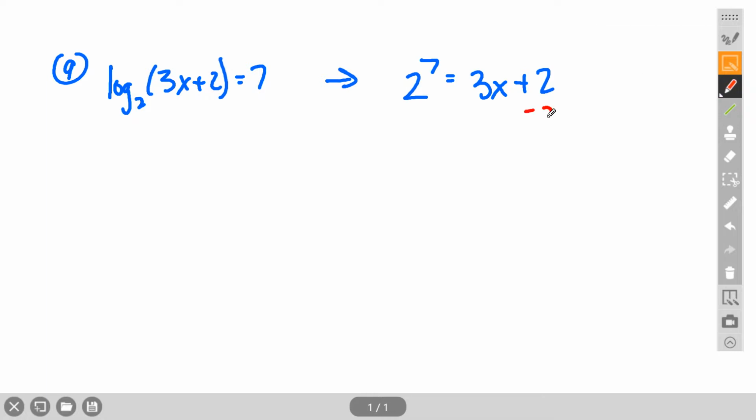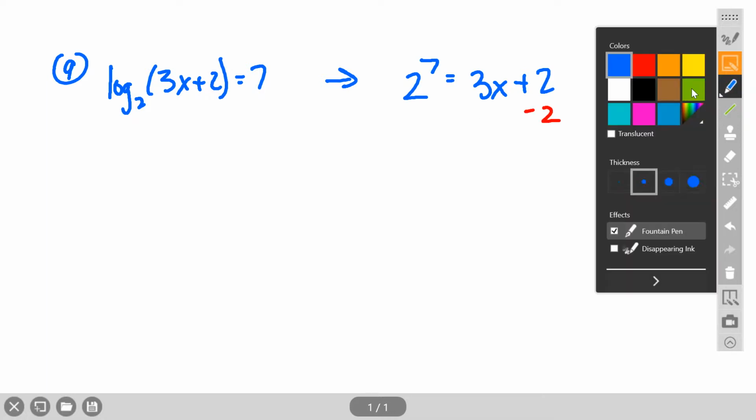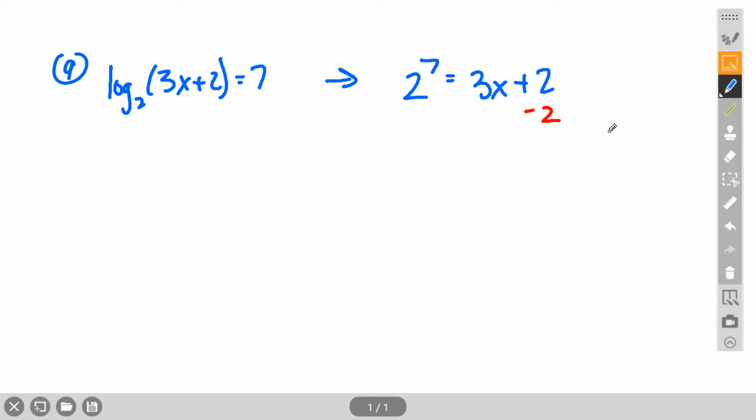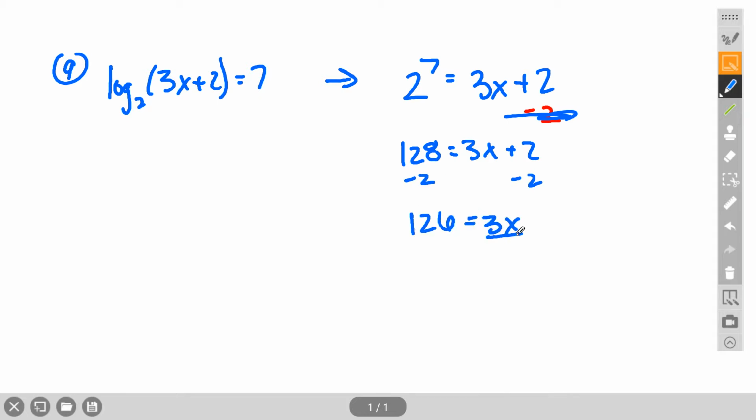And then we can solve this for x. So we subtract 2. Well, I guess I can do 2 to the 7th, whatever that is. Let me go ahead and evaluate that. So 2 to the 7th power is 128. So that's 128 equals 3x plus 2. And now I will subtract 2. So minus 2. So 126 is equal to 3x. Divide by 3. And that gives us x is equal to 42.